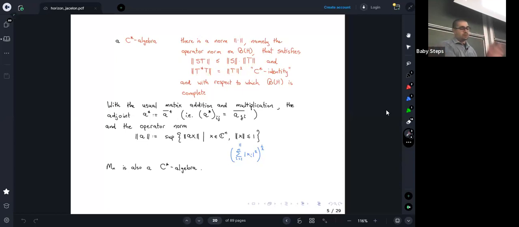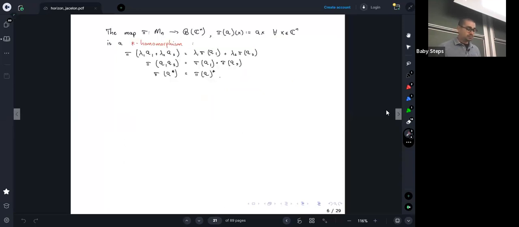We view the matrix as acting on C^n as a linear operator just by matrix multiplication, and we take the operator norm of that linear operator. So with this structure, we also get a C star algebra. And by the way, this map that I just described, sending a matrix to the associated linear map by matrix multiplication, is what's called a star homomorphism, meaning it has this structure. It's a linear map, it is multiplicative, and it preserves the adjoint. So we have a star homomorphism from the n by n matrices to B(C^n).